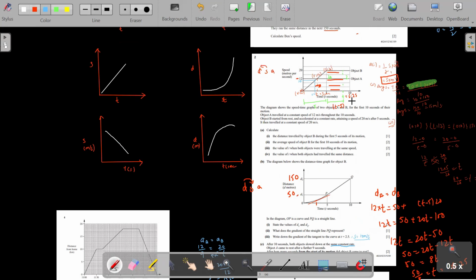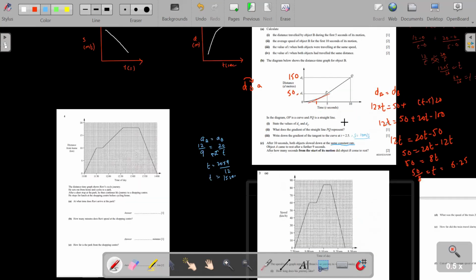So my final time will be, T will be 15. Because it says from the start, I need to include this 10 as well. So object B will come to rest after 25 seconds. I hope you have cleared your concept till that.